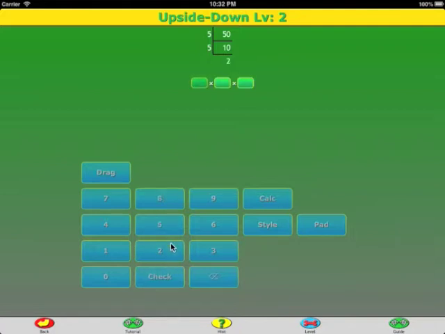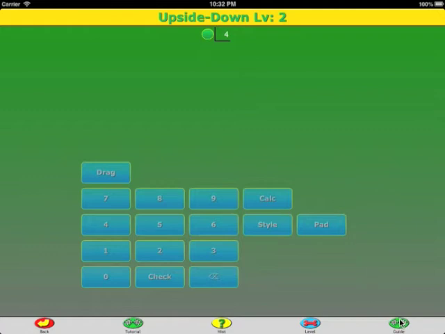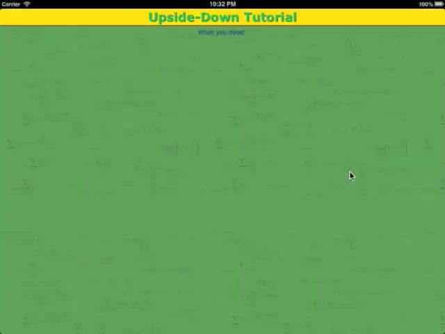Now we enter the prime factorization. Numbers are 2, 5, and 5. And we're done. If you don't know what the prime numbers are, you can always go to the guide.